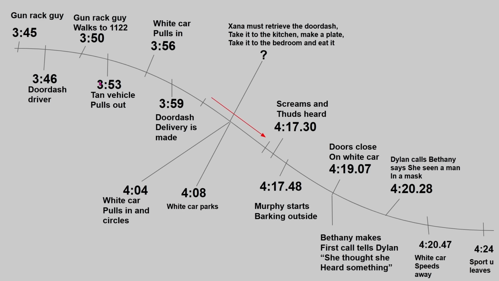At 3:53, we've got a tan vehicle that pulls out of the neighborhood. At 3:56, we've got the white car that pulls into the neighborhood. We think it's the white car. Could be that silver car. I'm still not totally convinced that the 3:56 car is the same car as the 4:04 car. At 3:59, we know the DoorDash is delivered. The message is sent. And I'll talk a lot more about that another time, because that's where everything is very strange in this scenario.